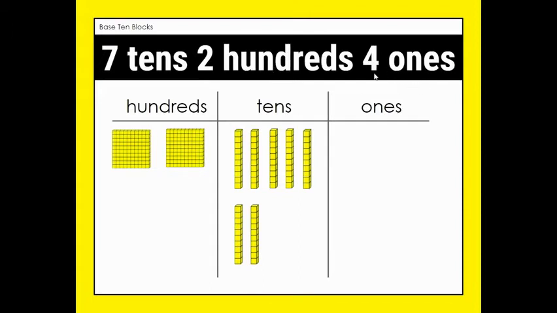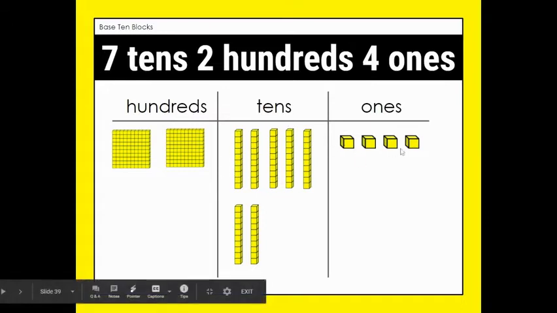And last, we have our 4 ones. So this will go in our ones place value. 1, 2, 3, 4. So when we read this number, 7 tens, 2 hundreds, 4 ones, the number is actually 274.